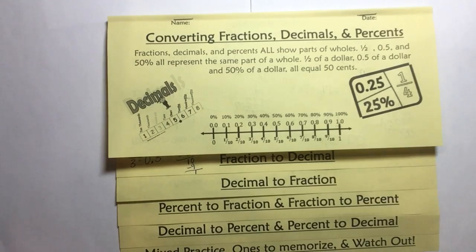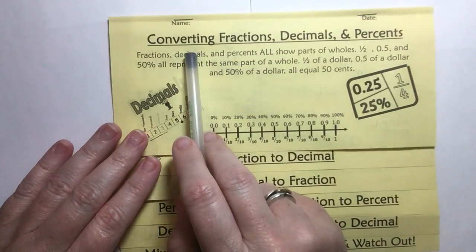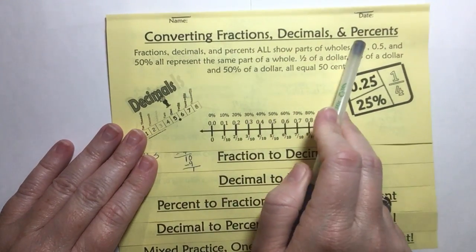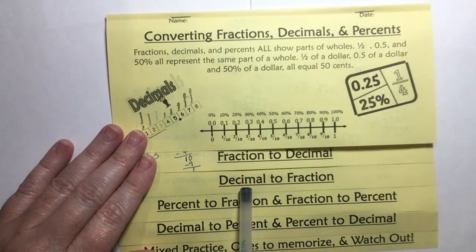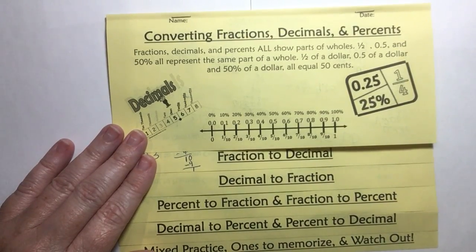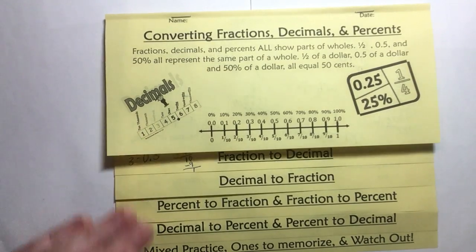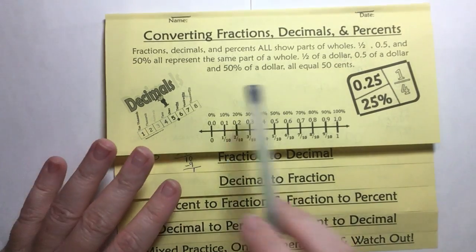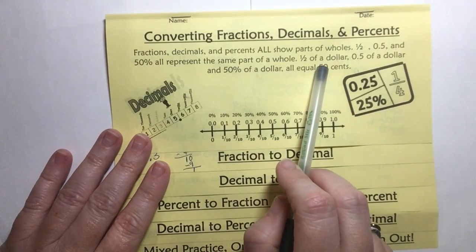I am going to continue to talk about converting fractions, decimals, and percents, and today we're going to focus on the decimal to fraction conversion. Remember, fractions, decimals, and percents all represent parts of wholes, and so you can use a fraction, a decimal, or a percent to talk about any part of a whole. The example that we've used before is the part of a dollar.